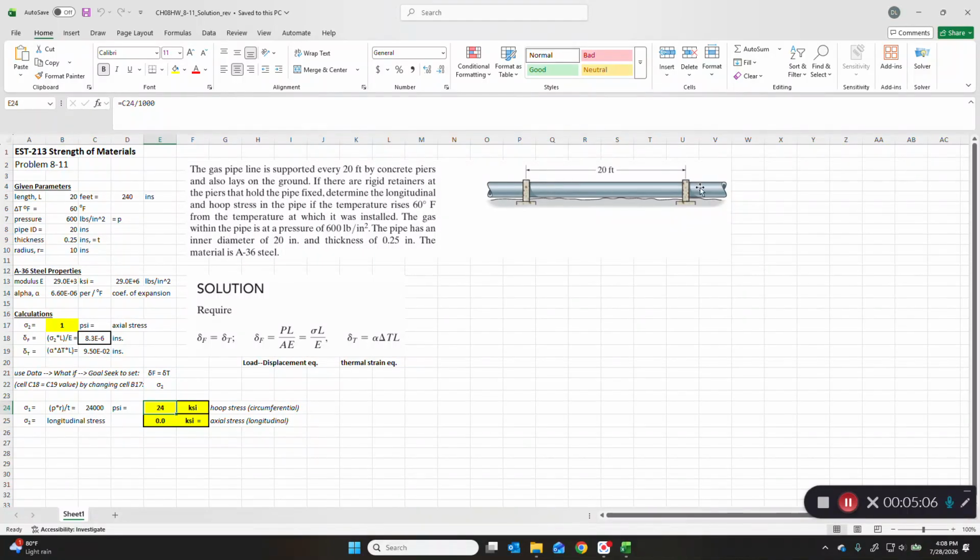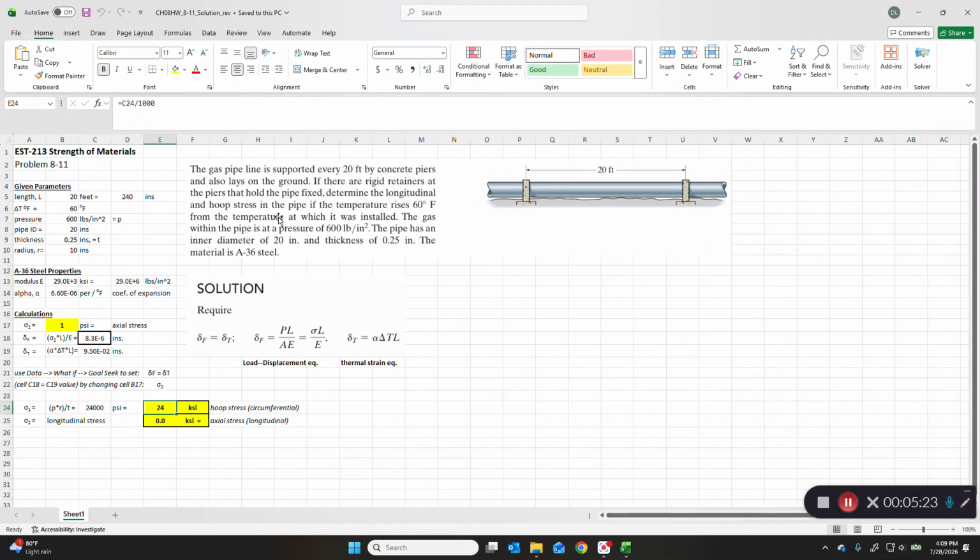So it's transferring or conveying natural gas, let's say. Every 20 feet by concrete piers, it's supported and it lies on the ground. So there are rigid retainers at the piers. The pipe is fixed. Determine the longitudinal and hoop stress.